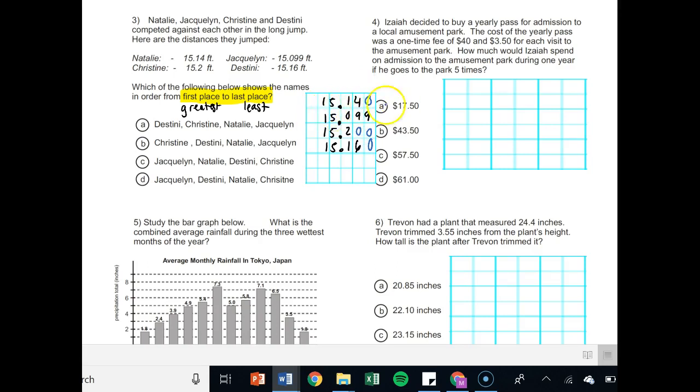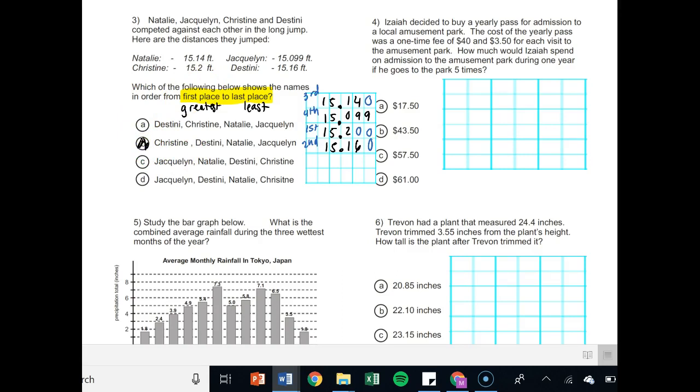And now we're just reading these like normal numbers, right? So the largest number, first place, is 15.200. Second place is 15.160. Third place is 15.140. And fourth place is 15.099, right? A problem just like this will be on your test tomorrow. Now you just got to remember who was 15.2. Oh, it was Christine. Christine should be first. Answer is B, right? So definitely review a problem like that.